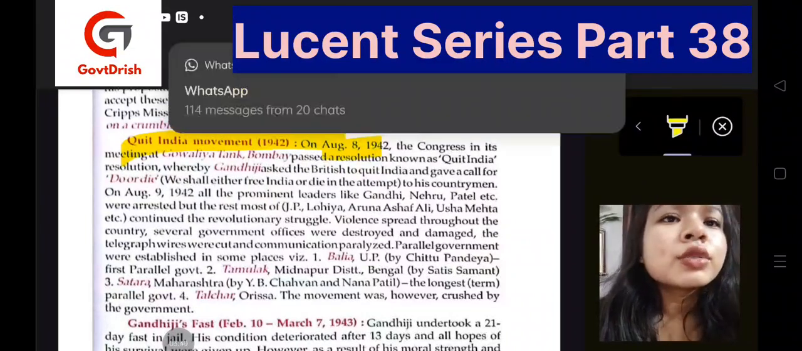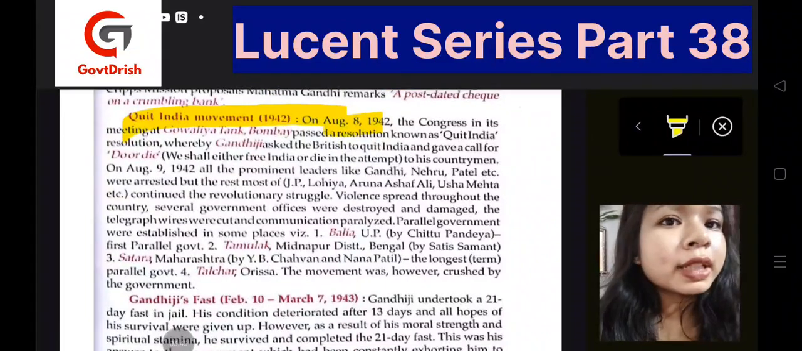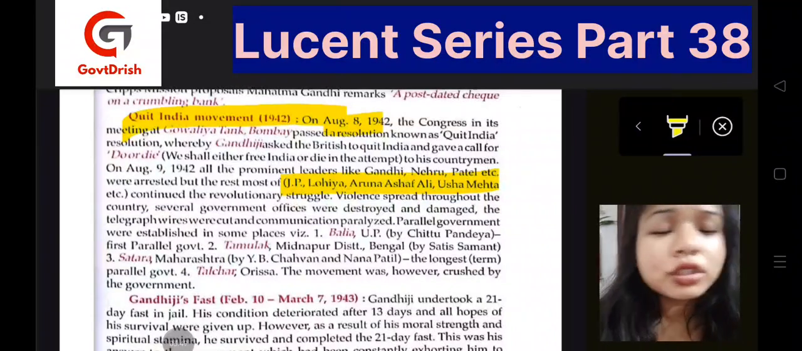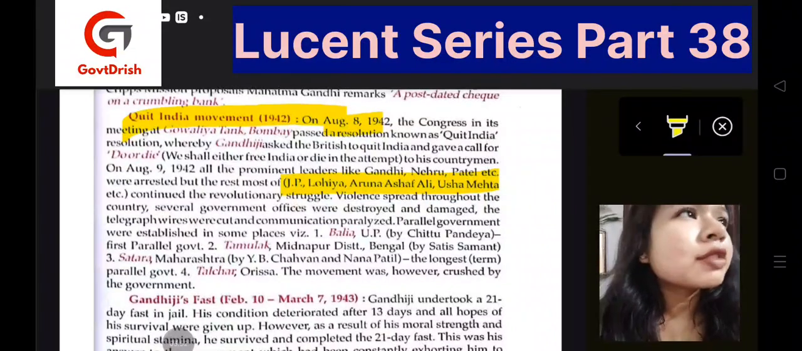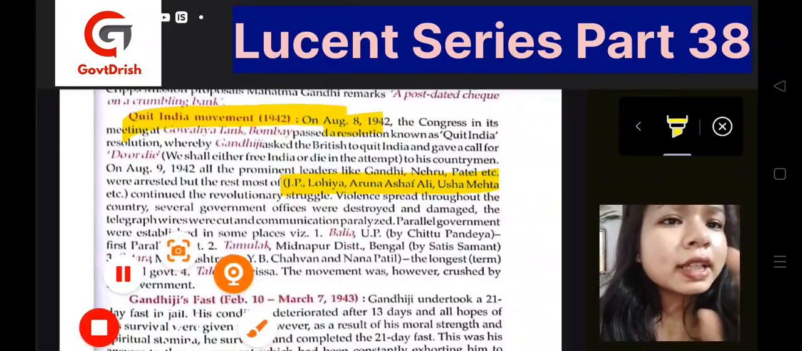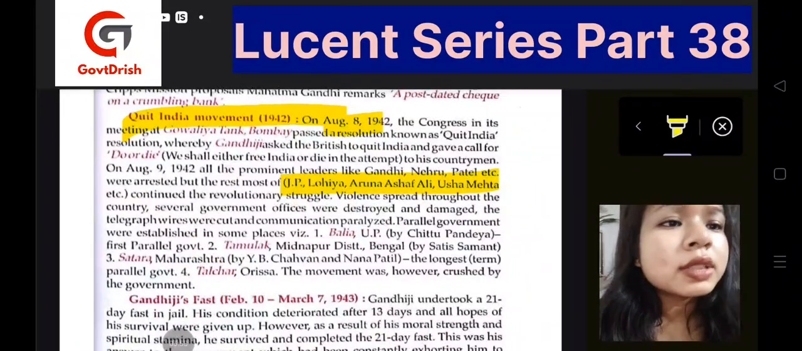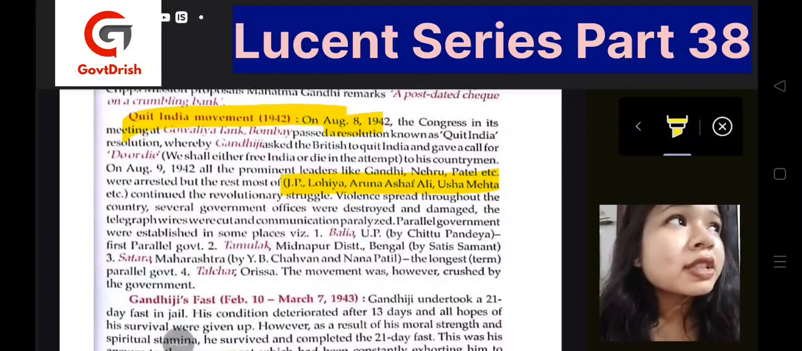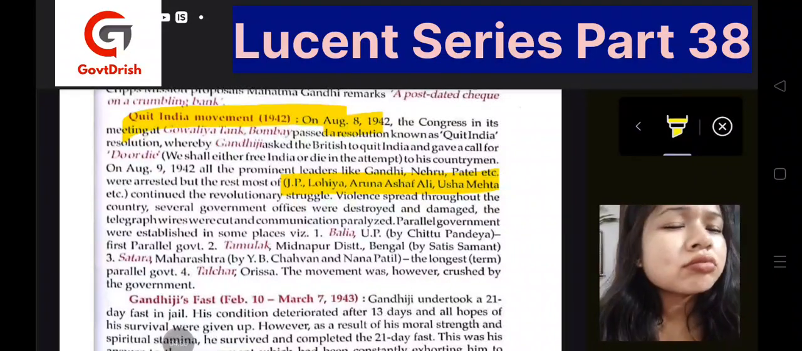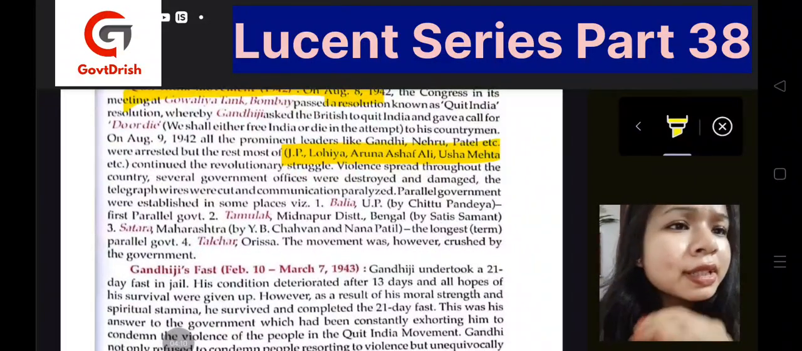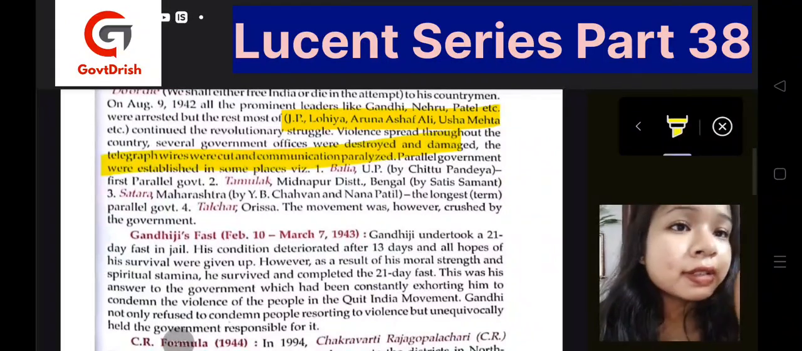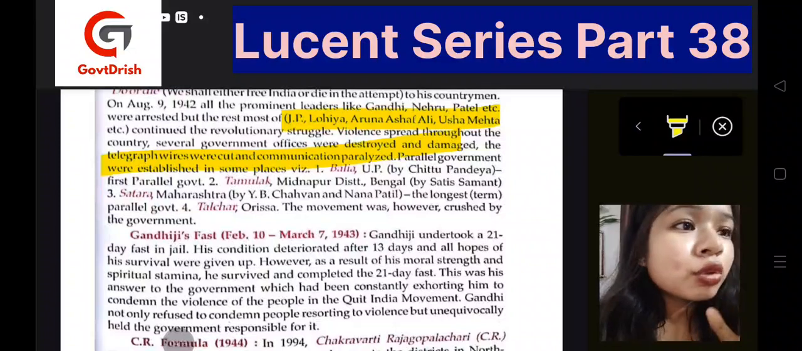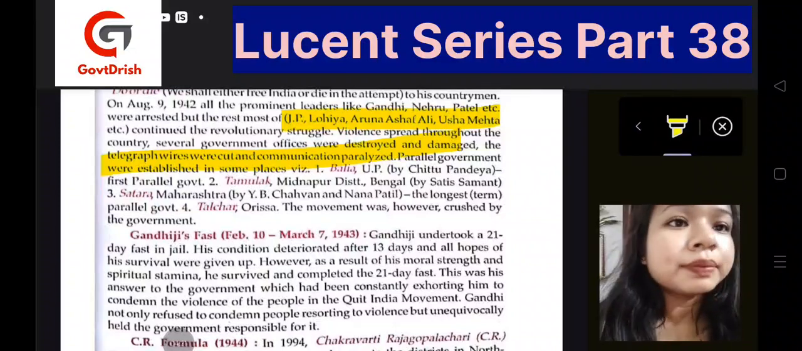our country. Then all the prominent leaders like Gandhi, Nehru, Patel were arrested, but the rest like J.P. Lohia and Usha Mehta continued the revolutionary struggle, and they took the place of the leaders who were arrested and kept fighting. There was violence throughout the country. Several government offices were destroyed. When these processions took place, there was violence, like we need independence at any cost. Even the telegraph wires used for communication were cut, so that the protesters could not communicate or arrange meetings.